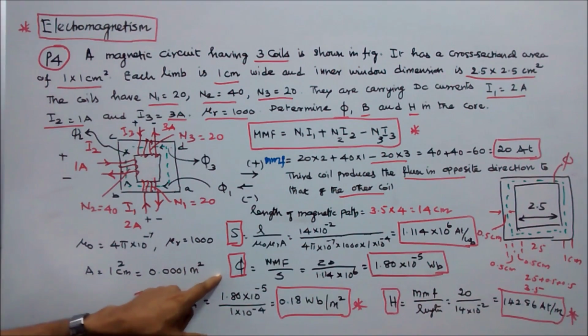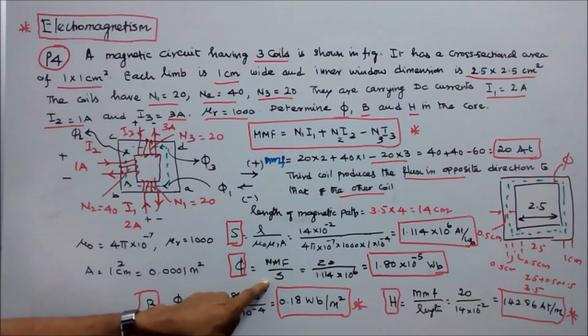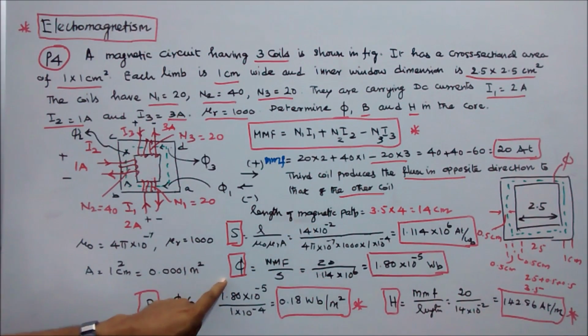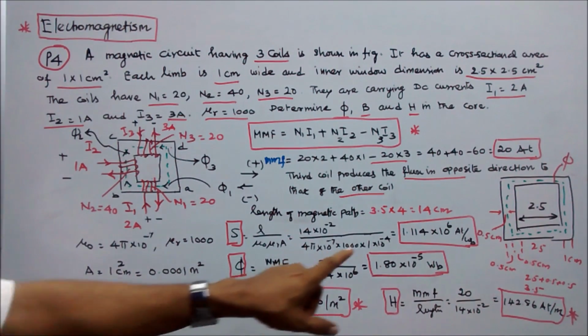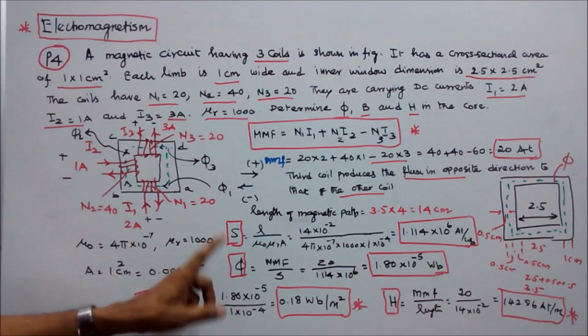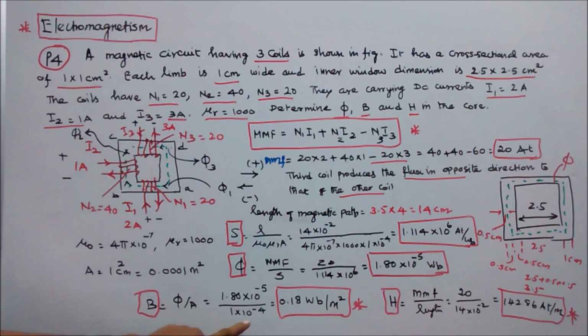Now I can find pi. Pi is equal to MMF by S. Here S is the reluctance. MMF is 20. S is equal to 1.114 into 10 power 6. Pi is equal to 1.80 into 10 power minus 5 Webers. Flux density B is equal to pi by A. Pi is 1.80 into 10 power minus 5 divided by 1 into 10 power minus 4. That is equal to 0.18 Webers per meter square.